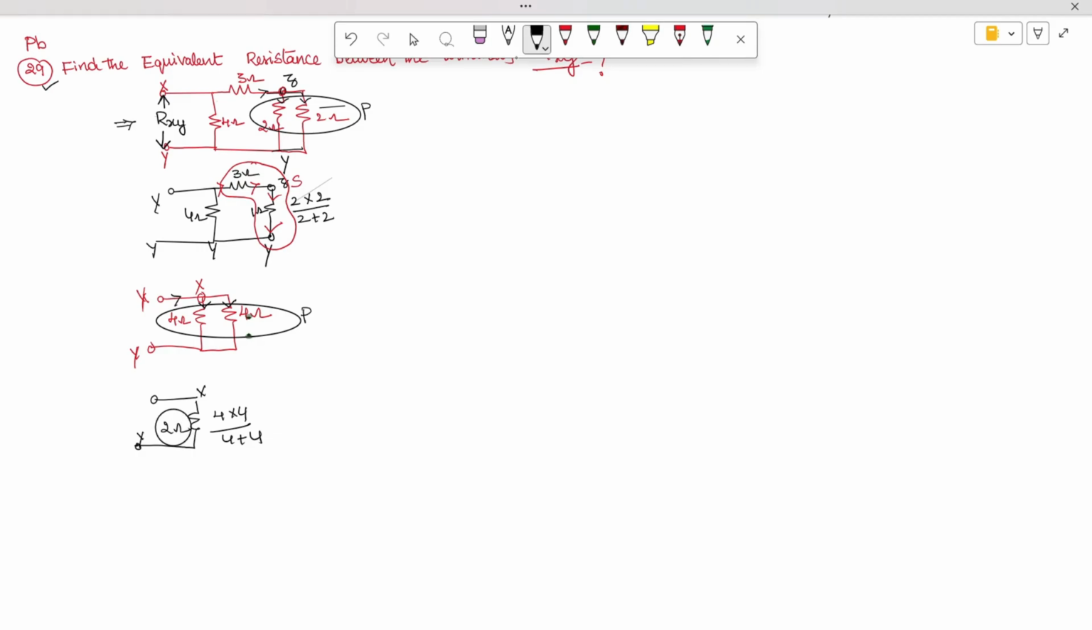Okay, so I hope you're able to understand the problem. So I repeat the problem again. These two are connected in parallel. I have obtained one resistor. Again this resistor and this resistor are in series. I have obtained a 4 ohm resistor between the node X and Y. Again, these two are connected in parallel. I had got 2 ohm. So this is the procedure of solving this kind of problem.